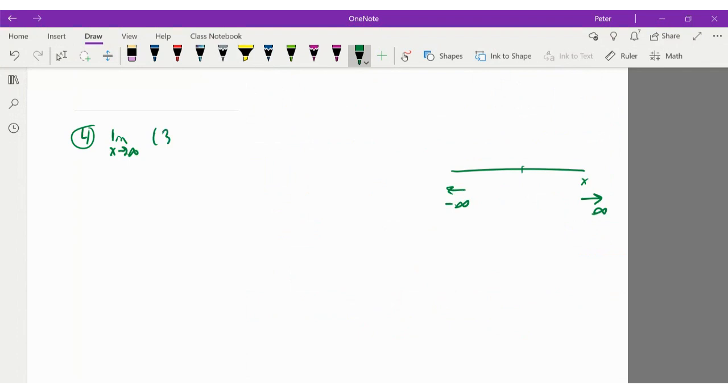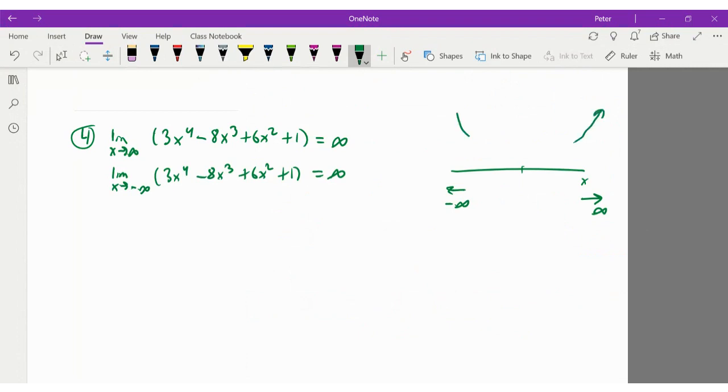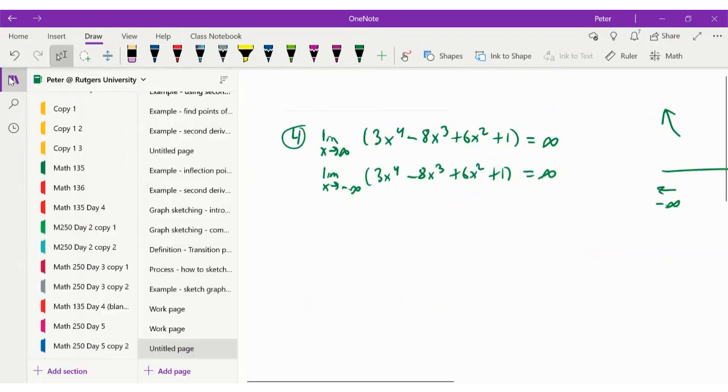The original function was 3x to the fourth minus 8x cubed plus 6x squared plus 1, and the limit as x approaches infinity of that is infinity. The limit as x approaches negative infinity is also equal to positive infinity. So what that tells us is that if we go off in these directions, the y values are going to look sort of like that. All right, so now let's get back to the graph and we'll see what this looks like.